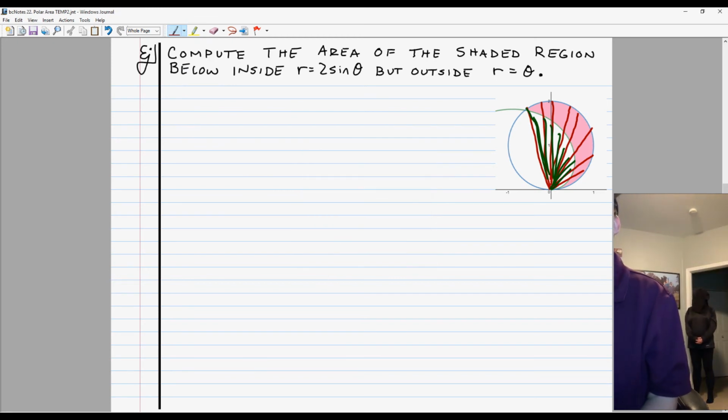So let's see here. For our area, we are going to figure out, and you know what? I'll use red. We're going to figure out the area of the blue curve. Okay, we've got the area for the blue curve that we're going to subtract.